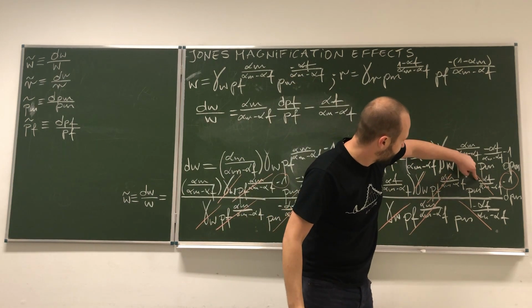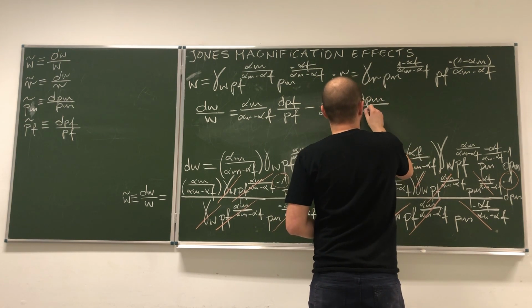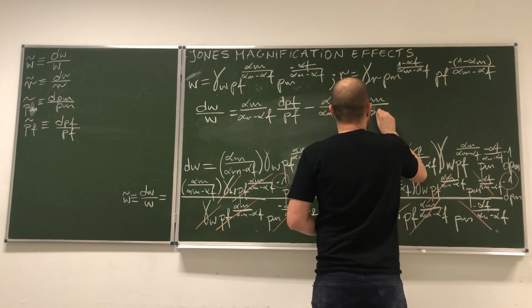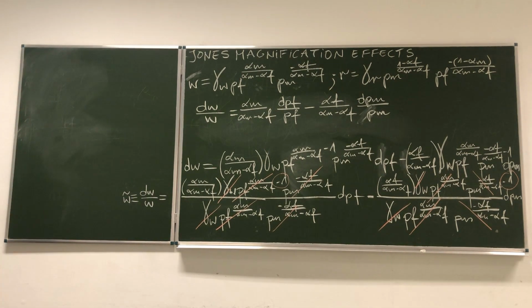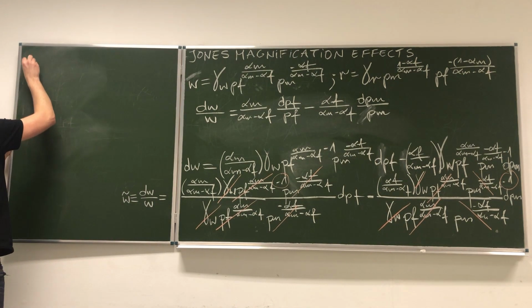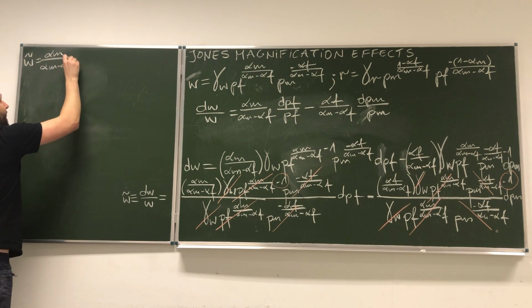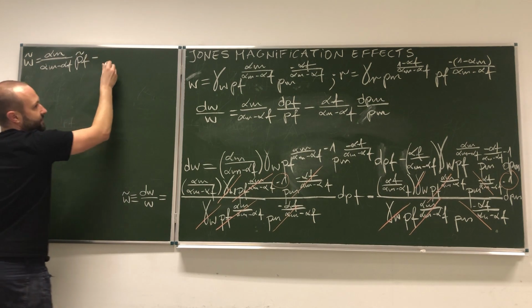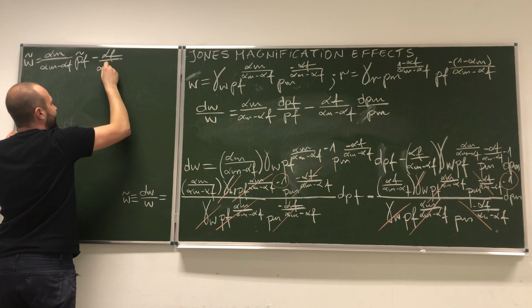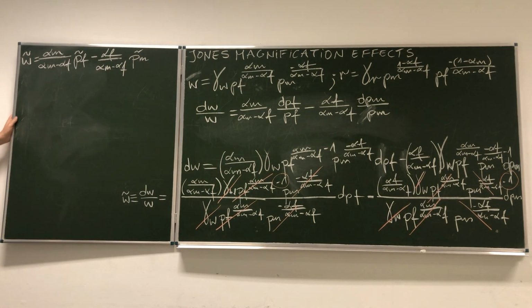And what here is left? Here we have pm in the denominator and dpm. So we've got dpm over pm. And look, from this we get our first relationship that will allow us to elaborate on John's magnification effect. Because look, out of this we get that the relative change in wage is equal to alpha m over alpha m minus alpha f times the relative change in price of food, minus alpha f over alpha m minus alpha f times the relative change in price of manufacturers.